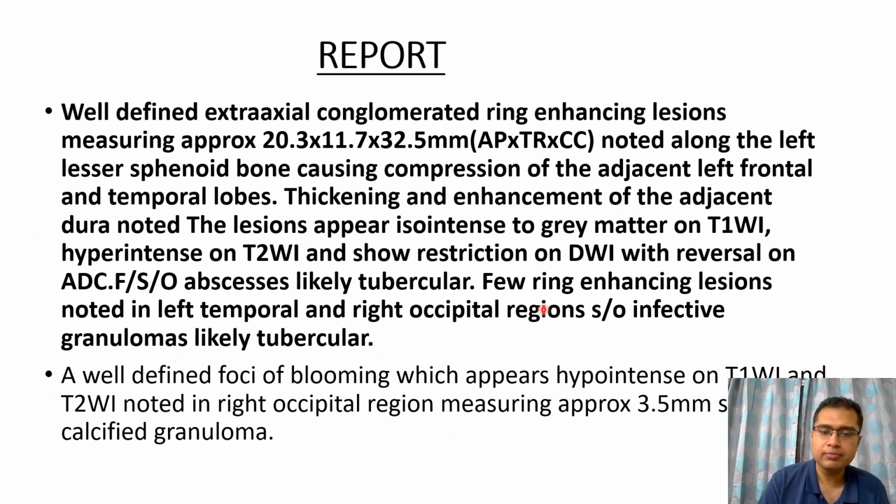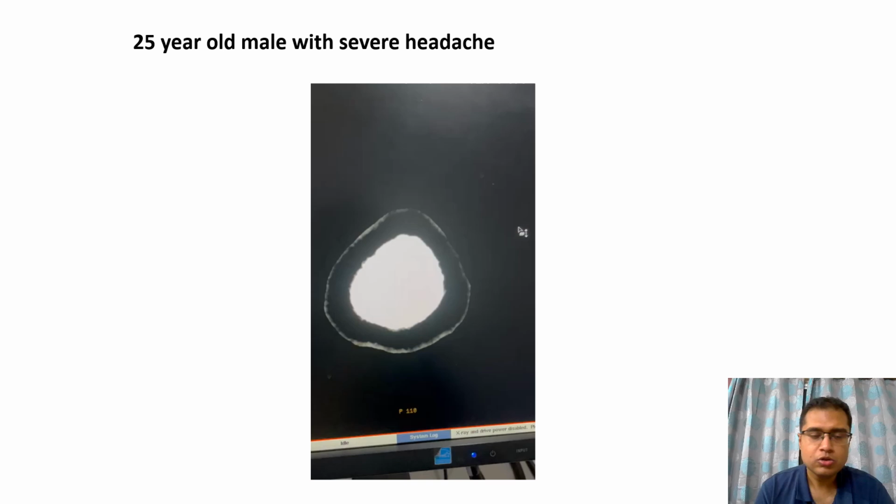There was also a focus of blooming seen in the right occipital region, suggestive of a calcified granuloma. So what we learned from the case is that tuberculosis has many presentations, and it is very important to ask for a history, especially when you see conglomerated ring enhancing lesions in the brain. Another important thing is that restriction is a very important criterion for the diagnosis of an abscess.